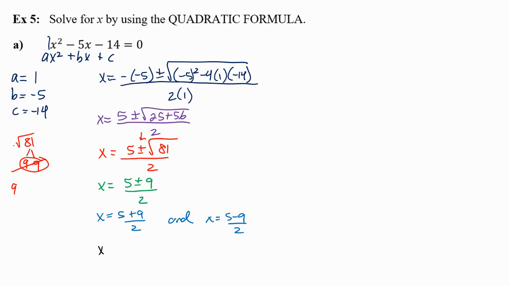Okay, on the left, 5 plus 9 will give us 14. 14 divided by 2 will give us 7. On the right, 5 minus 9 gives us negative 4. Negative 4 divided by 2 is negative 2. So my final two solutions are x is equal to 7 and x is equal to negative 2.